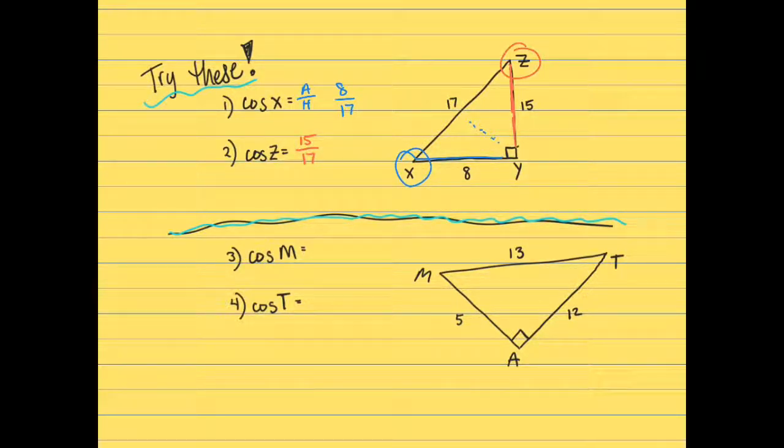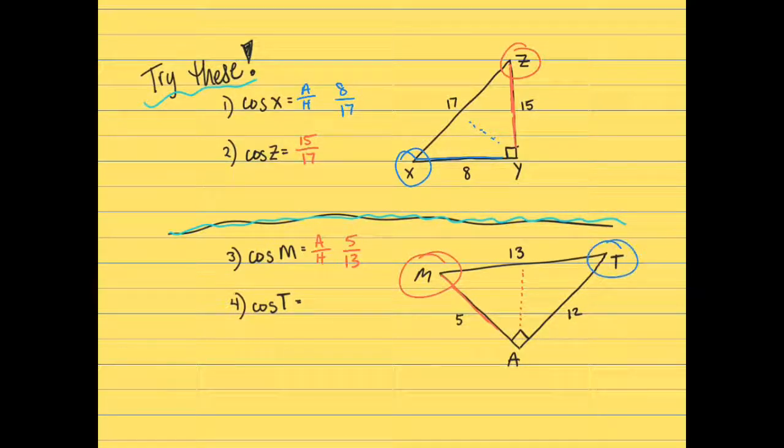All right. Up next, cosine of angle M. So here's angle M. Remember, cosine is adjacent over hypotenuse, and the adjacent leg to M would totally be that 5. And the hypotenuse is across from the right angle, so it's 13. 5 over 13 for cosine of M.